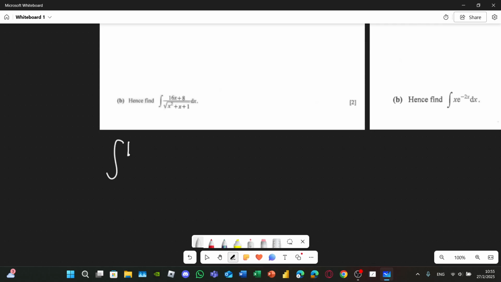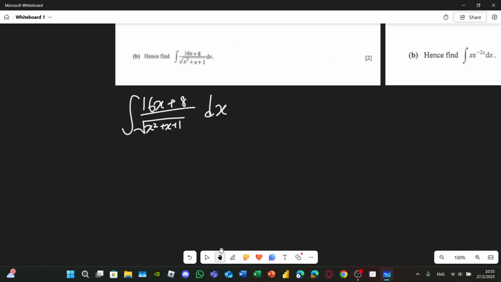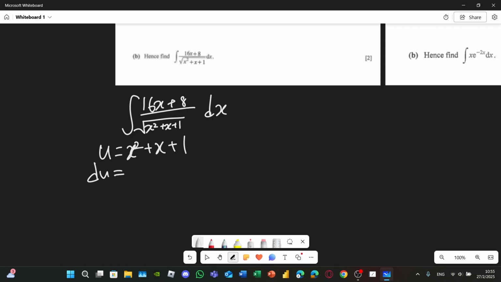I'm given the integral of 16x plus 8 over the square root of x squared plus x plus 1. Don't forget the dx. I can use a technique called integration by substitution, and in this case I'm going to do a u substitution. I'm going to let the expression inside the square root be my u. I'll let u be equal to x squared plus x plus 1. And I'm going to find du over dx, and it's going to be as such, 2x plus 1 dx.